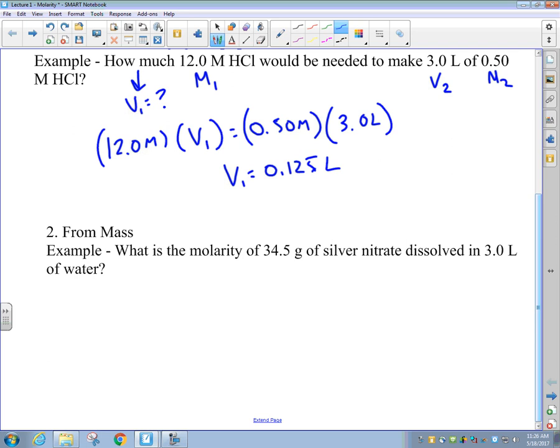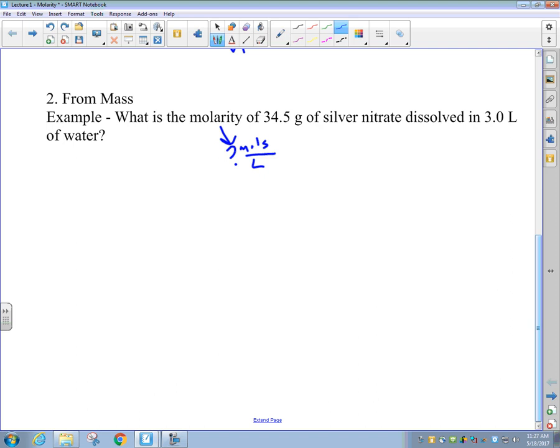So we're going to need to go from grams and convert that into moles and then divide by the volume. Since we're ultimately trying to solve for molarity here, our units of moles per liter is ultimately what we want to solve for. So silver nitrate, first thing we need to do is write a chemical formula for that.